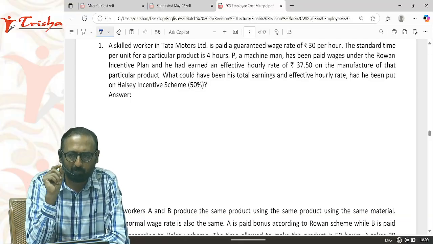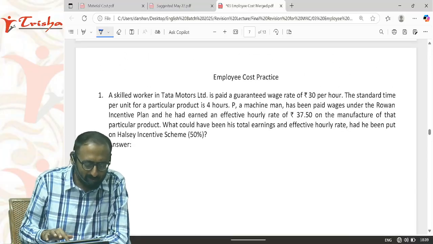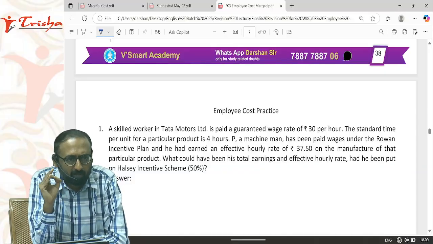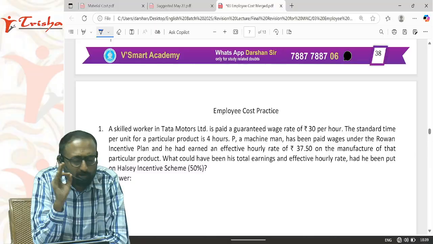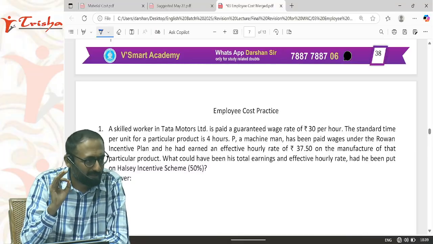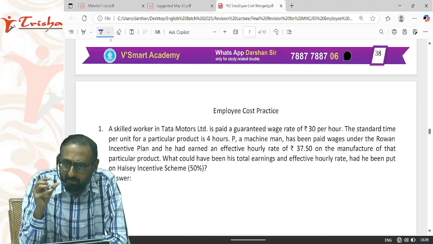One very important formula you'll have to remember. Most important formula you'll have to remember, and that formula will be effective earning per hour. Effective earning per hour is equal to total earning divided by hours worked. I repeat, effective earning per hour is equal to total earning divided by hours worked.